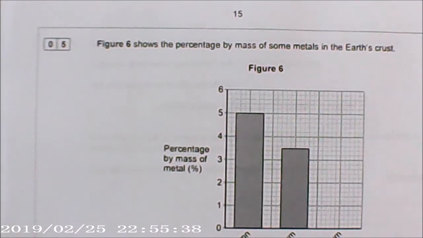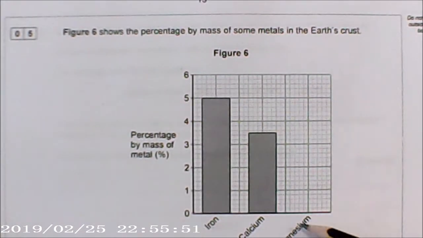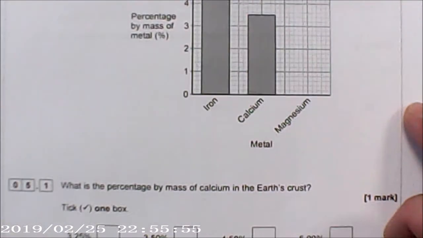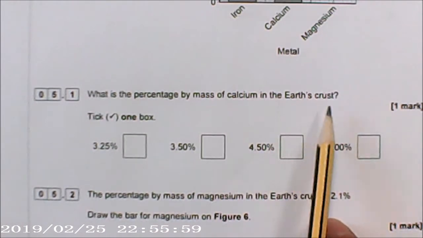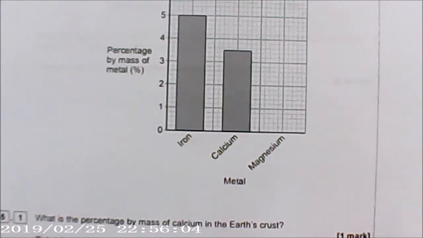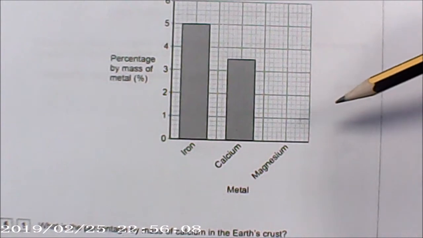Right, question number 5. Figure 6 shows the percentage by mass of some metals in the Earth's crust. So we've got the percentage going on the y-axis and then the different metals on the x-axis. And we can see that magnesium's not in, so it's probably going to ask us to do that later on. What is the percentage by mass of calcium in the Earth's crust? 1 mark.